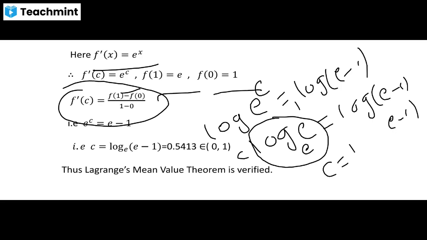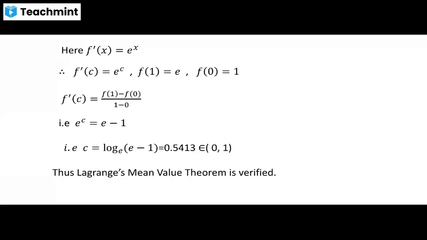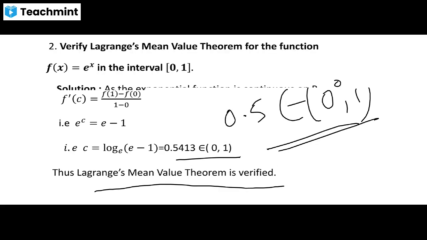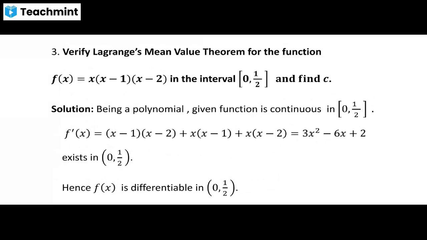You can check on a calculator: the value of log of e minus 1 is 0.5. Does this 0.5 lie between 0 and 1 or not? Yes, 0.5 lies in the interval 0 to 1. Thus Lagrange mean value theorem is verified. Is there any doubt? No. Right. Move on to the next problem.